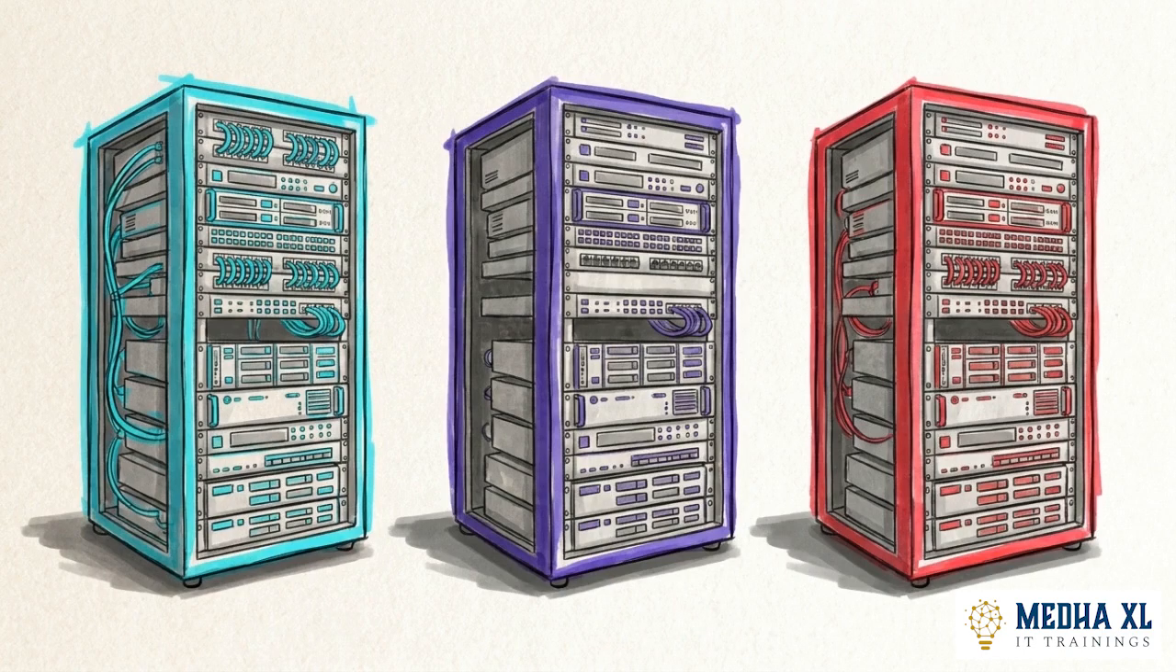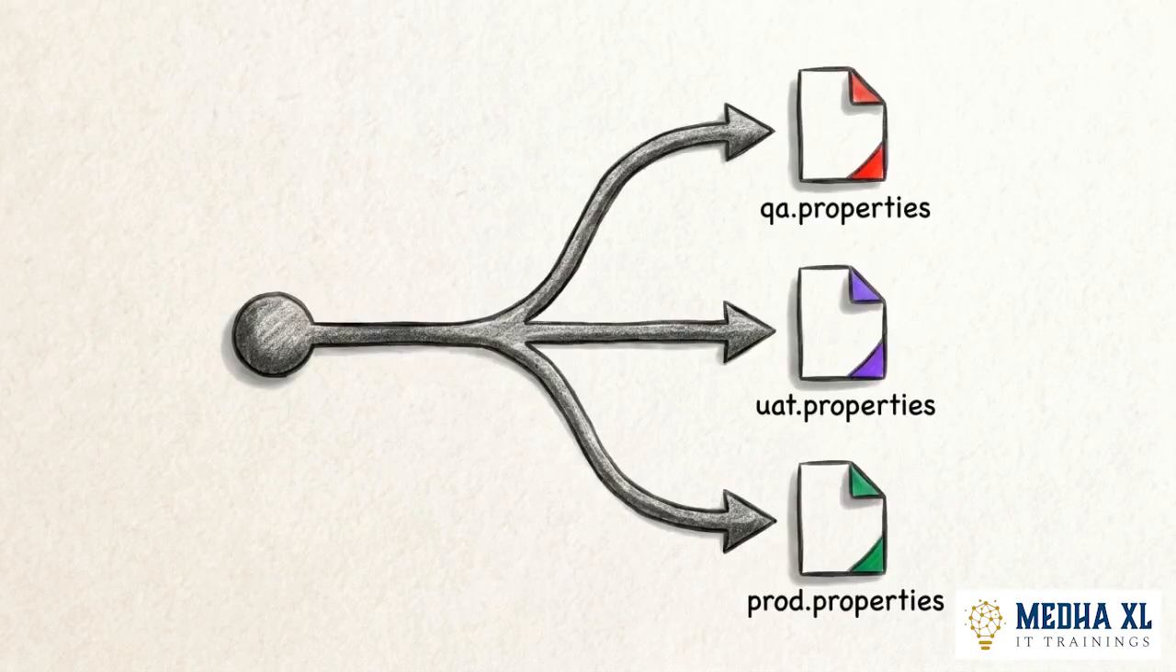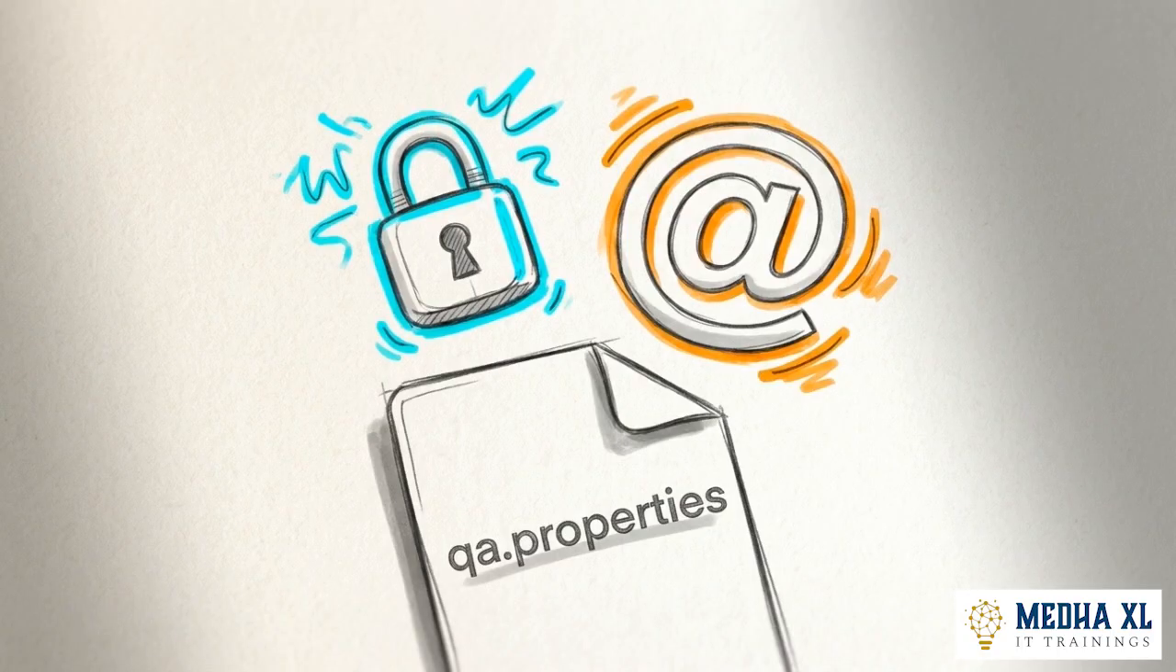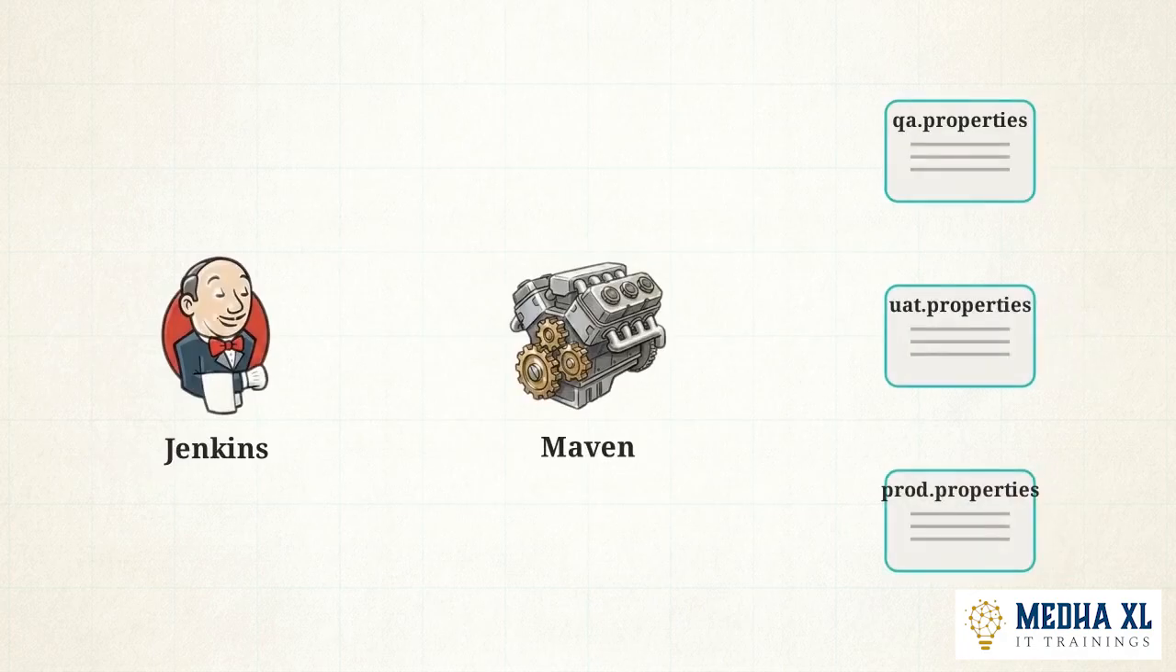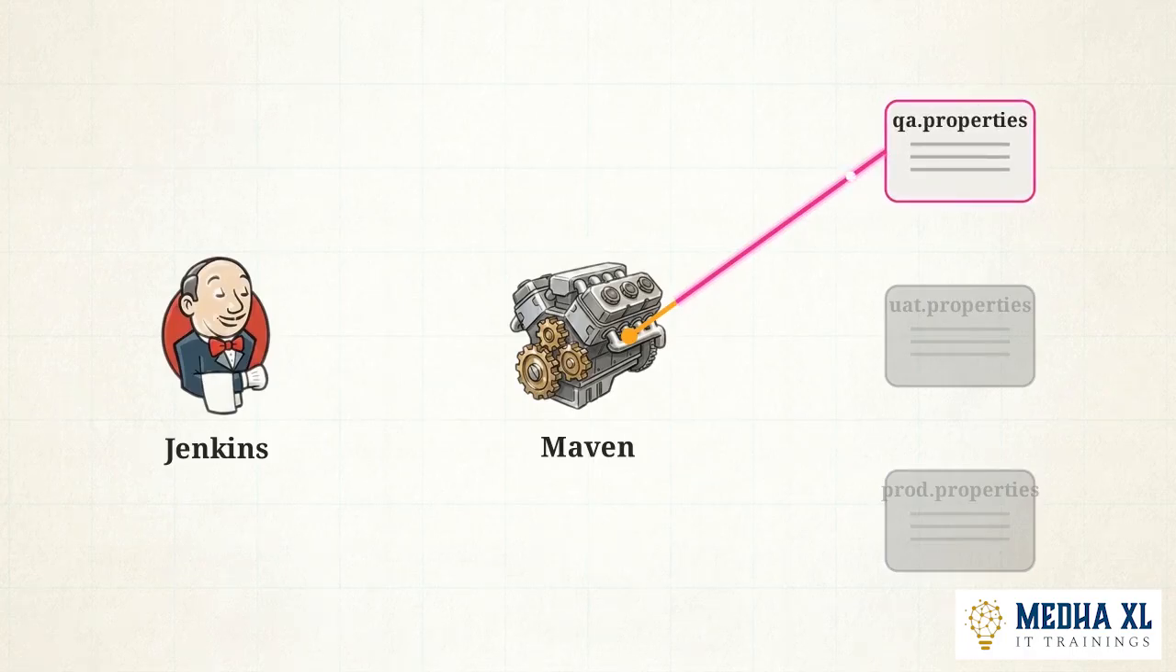Automated tests cannot run in a vacuum. They require a designated target environment to validate against, whether that's a QA server, a user acceptance testing environment, or production. This diagram shows how we manage environmental context using configuration property files. By separating our URLs and credentials into specific files, like QA, UAT, and prod, we avoid hard-coding environment details into the test logic. Jenkins passes environment variables directly into the Maven execution command. This instructs the pipeline to select the correct property file precisely at runtime.